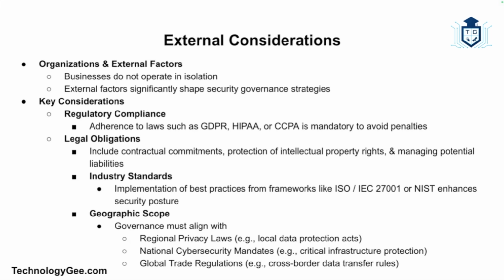All right, next we have external considerations. So organizations don't operate in isolation. External factors significantly impact security governance. So here are some of the key considerations. The first one is regulatory. So compliance with laws like GDPR, HIPAA, or CCPA is mandatory. Then we have legal considerations. So organizations must consider contractual obligations, intellectual property rights, and liability issues. We have industry standards. So examples like ISO/IEC 27001 or NIST frameworks.